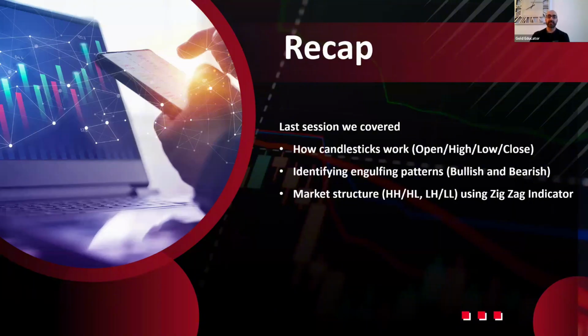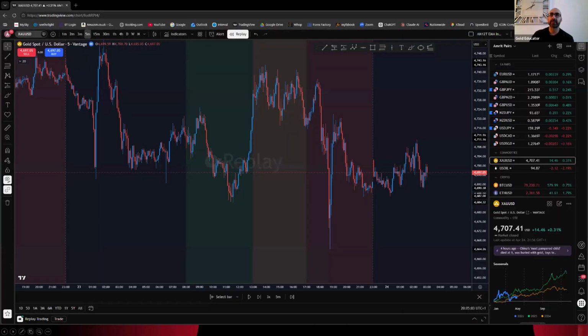We covered how the candle body and the wicks structure is built. We see how we have the open, the high, the low, and the close. We also introduced you to the engulfing candlestick pattern, and we showed you bullish and bearish patterns on that. Then we started to introduce you to some market structure as well. So that was looking at the highs and the lows. And I even gave you a really cool little indicator where we could identify that as well.